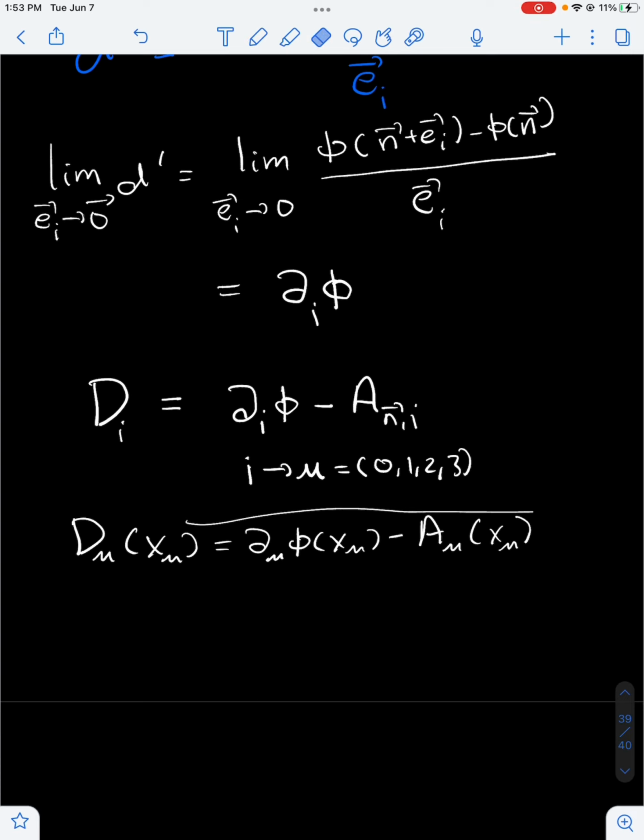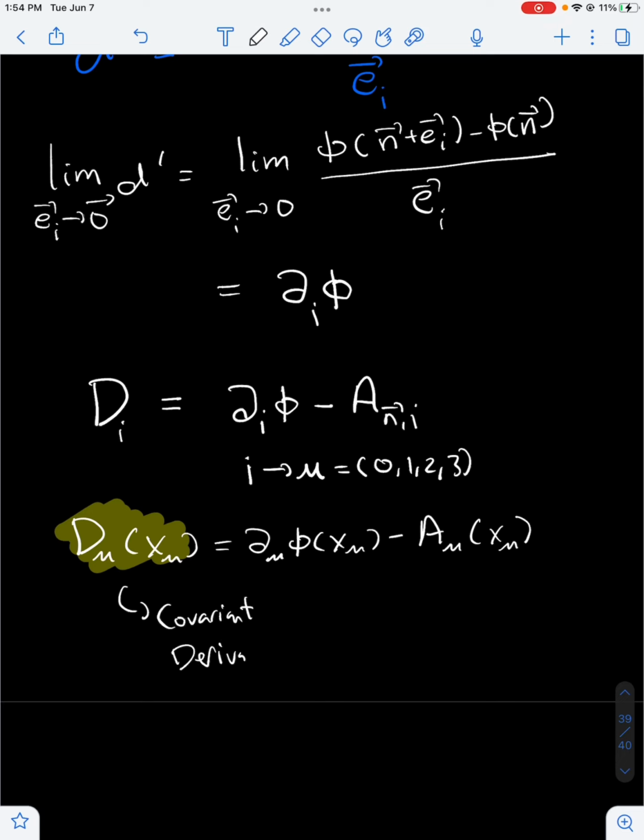And this big D has a special name, by the way. It's called the covariant derivative. The covariant derivative. And we see that if this a mu term is 0, then the covariant derivative is the same as the partial derivative of phi.